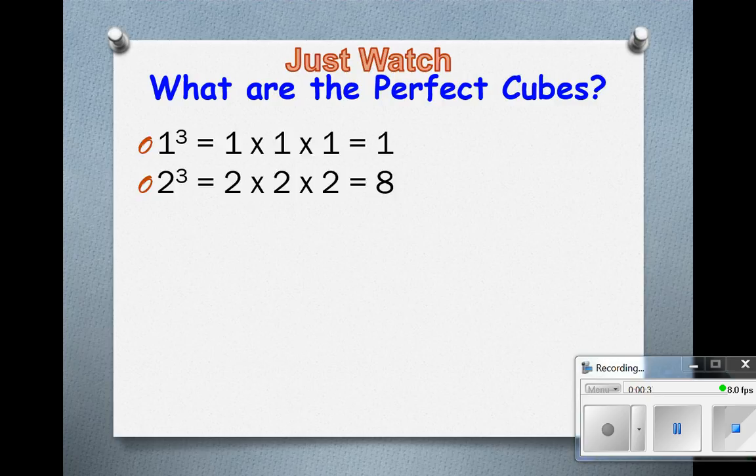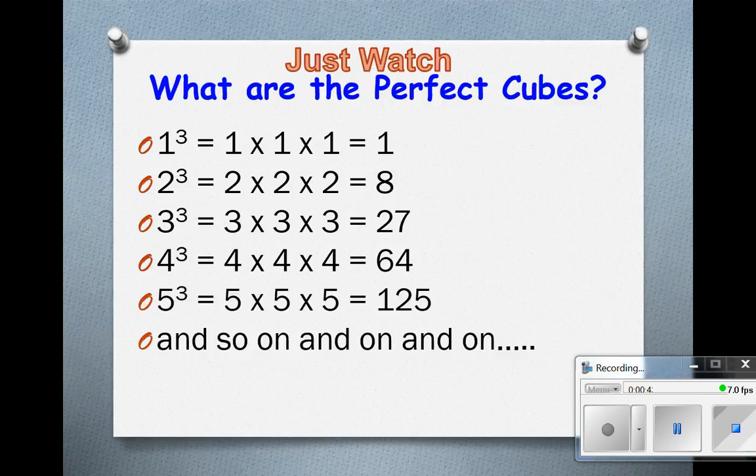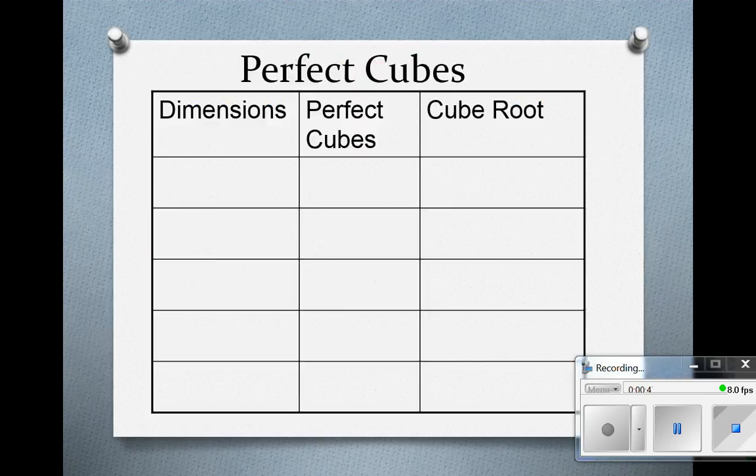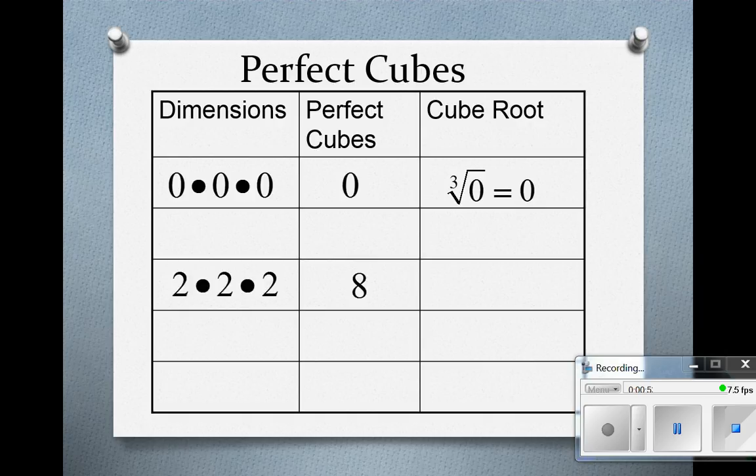And here are the perfect cubes. You have 1 to the third power, 2 to the third power, and so on. And that's how you'll find all of your perfect cubes. And then you're going to make a table. Put all of the perfect cubes all the way down to 10. So you can pause this and finish the table.